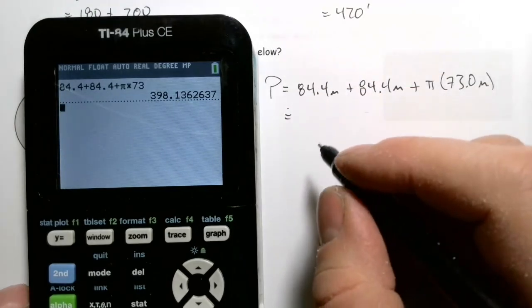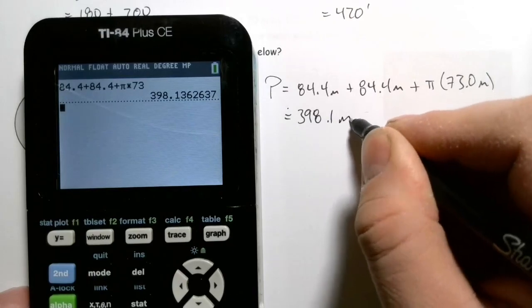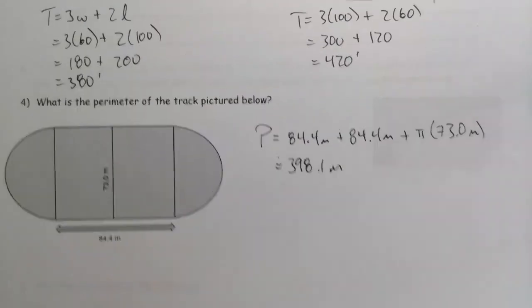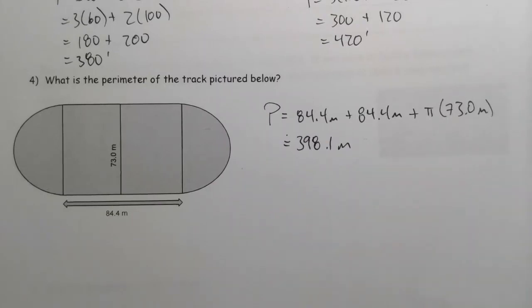And just like before, we're going to round to the nearest tenth. That's 398.1 meters. Okay? And there you go. So I hope that gives you a little bit of comfort level with finding perimeter and circumference.